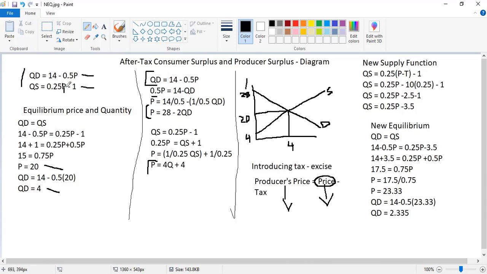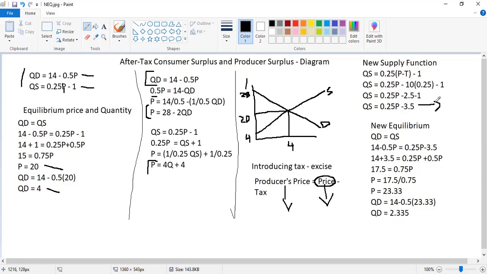So the P here is the money that producers will receive from their customers. If there is tax, it means that the money they'll be receiving will be reduced, because now the government will be receiving some. So put the P minus T here. Then we'll expand the equation. At the end, we get this, right?